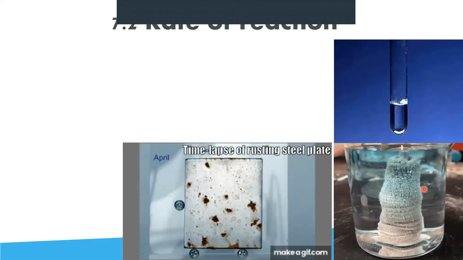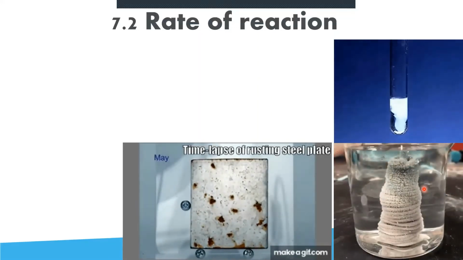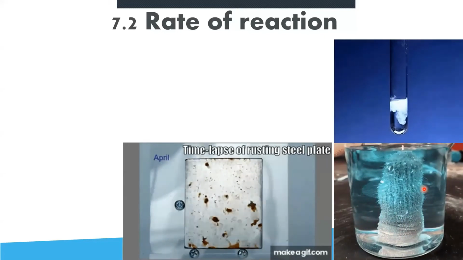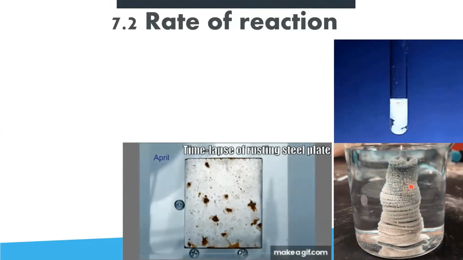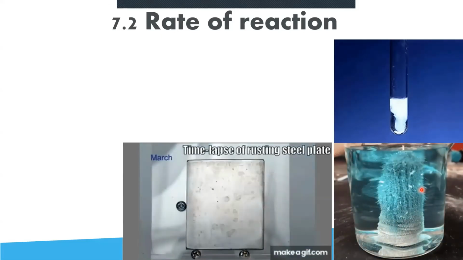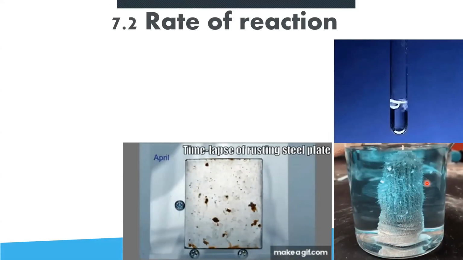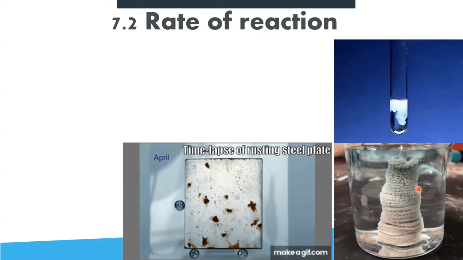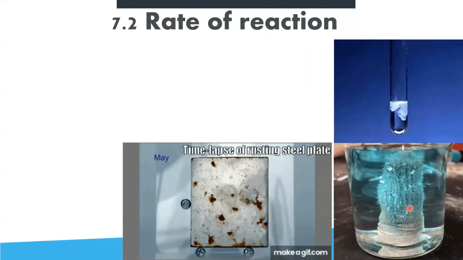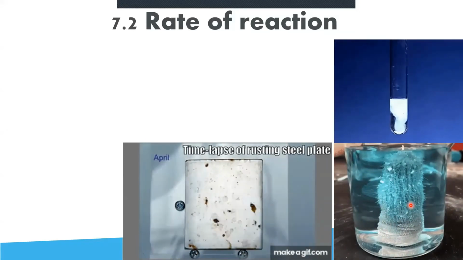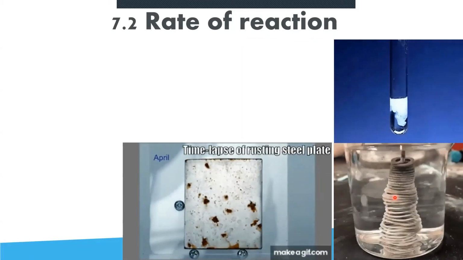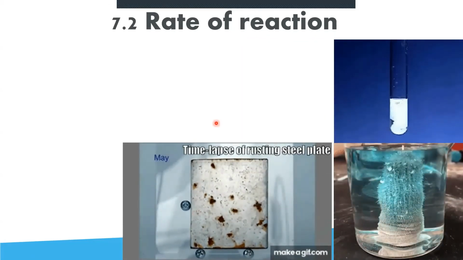But the thing is, you have to wait for 2 or 3 hours in order to see the result. You can see very nicely the silver formed around the coil of the copper, because copper can displace silver from silver nitrate. The silver is the one which is being displaced around copper. So it's slower than the first one, but there are reactions which are much slower.